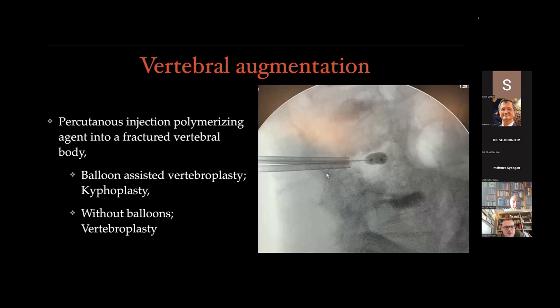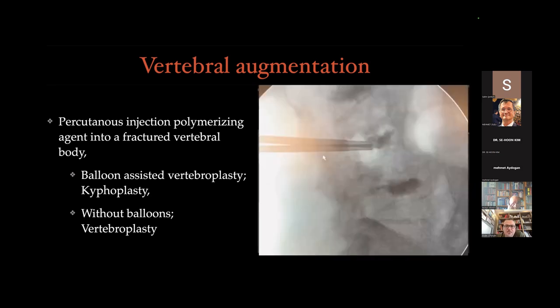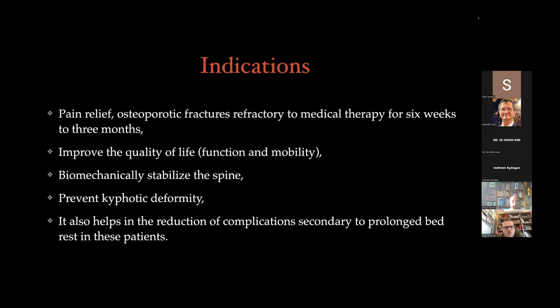What is vertebral augmentation? Vertebral augmentation is the percutaneous injection of a polymerizing agent into the fractured vertebral body. If we use a balloon, we call it kyphoplasty. If we don't use a balloon, it is vertebroplasty.